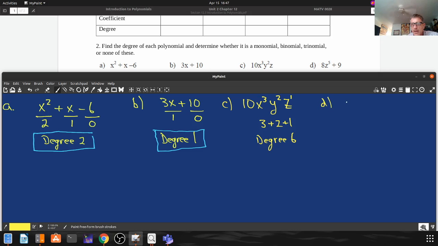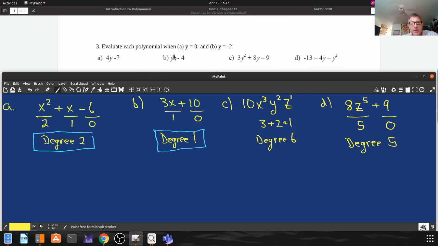And then finally, my last one, d. It's a polynomial in the variable z. 8z to the 5th plus 9. So this variable term has degree 5, and the constant term has degree 0. So this polynomial is a degree 5 polynomial. So polynomials in variables are going to be things that we will want to evaluate at the value of that variable. And that's exactly what we're going to do next.